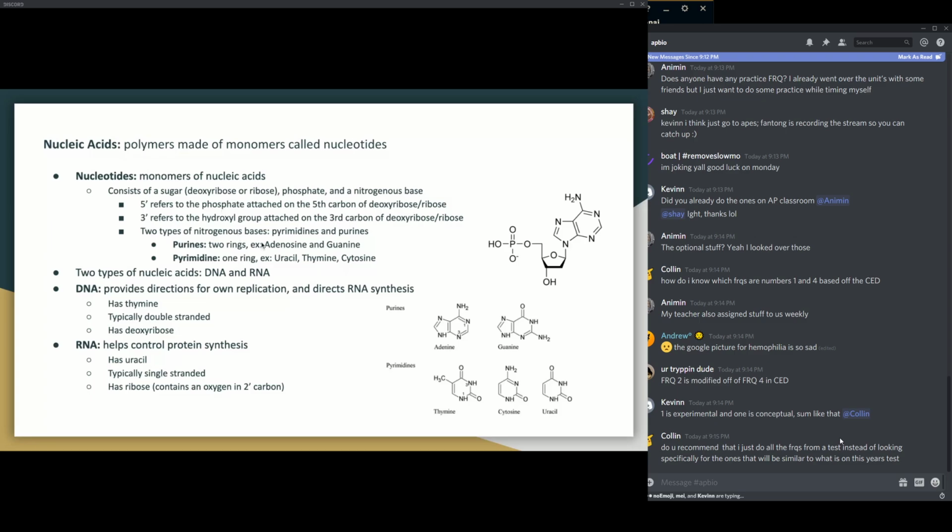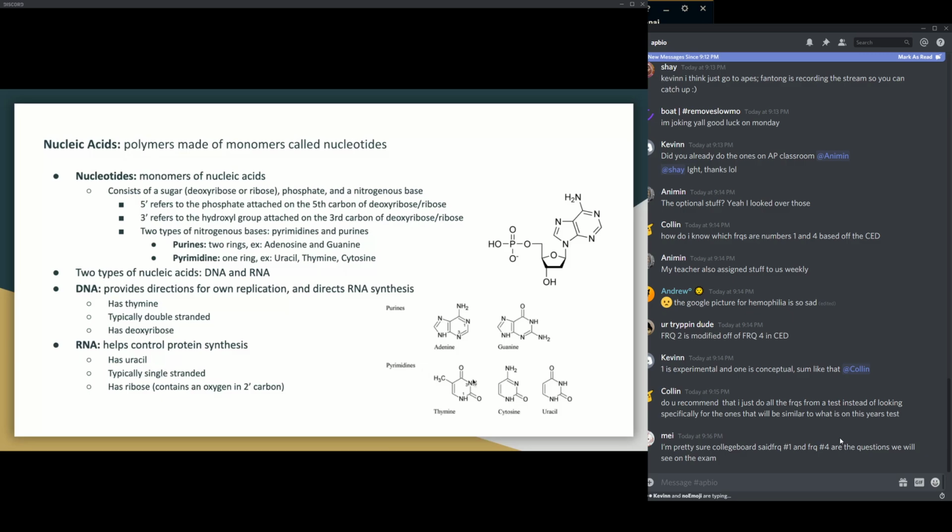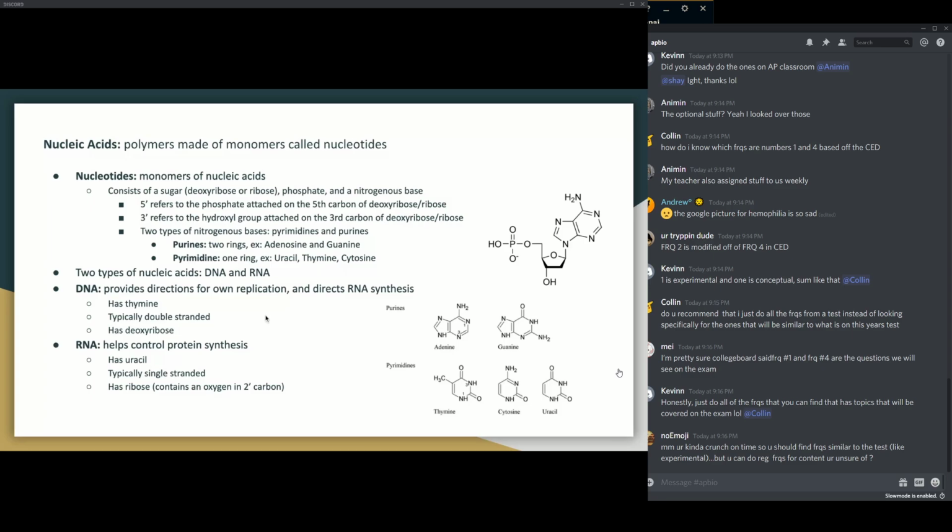So you have two types of nitrogenous bases. You have pyrimidines and purines. And so the difference is purines have 2 rings in the nitrogenous base. So that's basically adenine, and guanine, and pyrimidines have 1 ring, which is basically uracil, thymine, or cytosine. And so, yeah, the 2 types of nucleic acids are DNA and RNA. DNA provides your directions for its own replication, and it also directs RNA synthesis. And RNA basically directs protein synthesis.